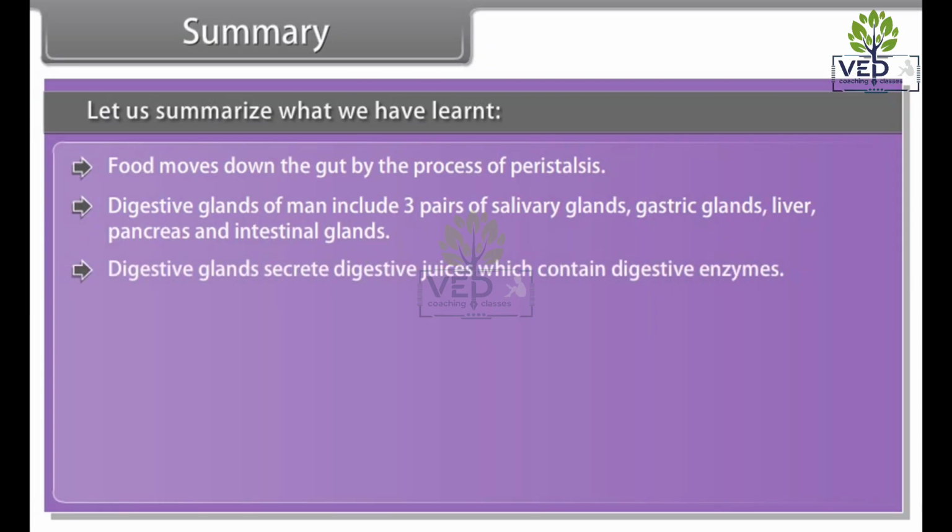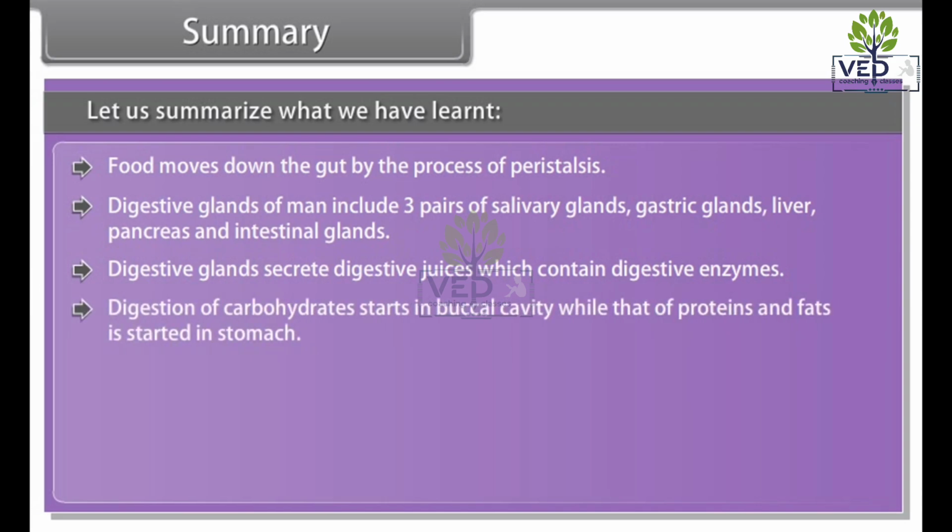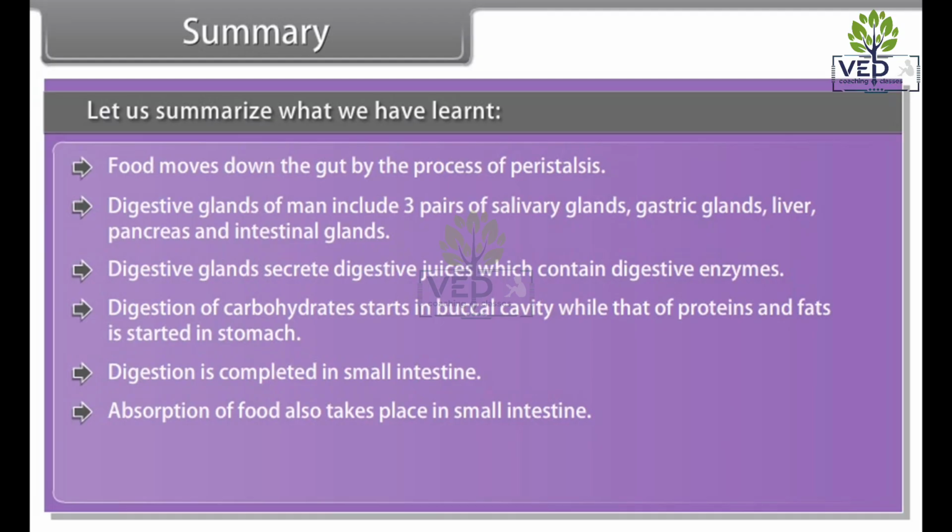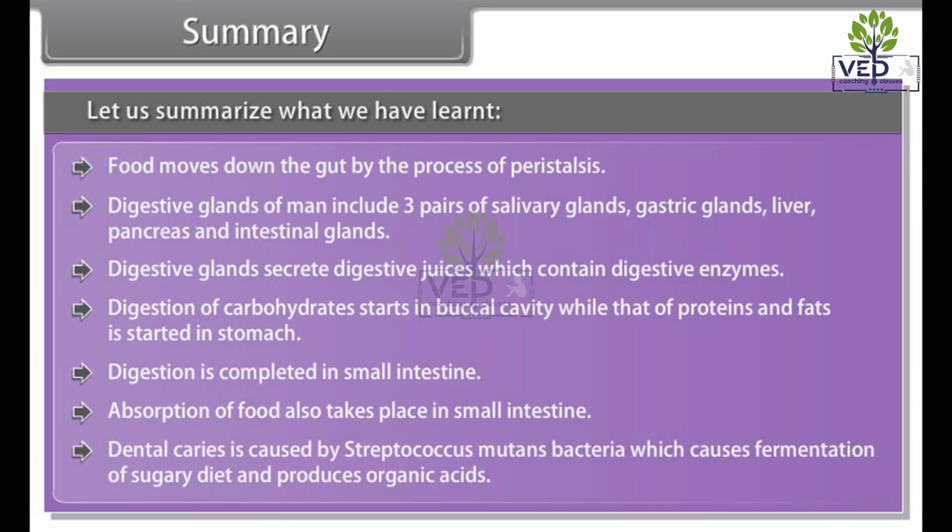Digestive glands secrete digestive juices which contain digestive enzymes. Digestion of carbohydrates starts in buccal cavity, while that of proteins and fats is started in stomach. Digestion is completed in small intestine. Absorption of food also takes place in small intestine. Dental caries is caused by Streptococcus mutans bacteria, which causes fermentation of sugary diet and produces organic acids.